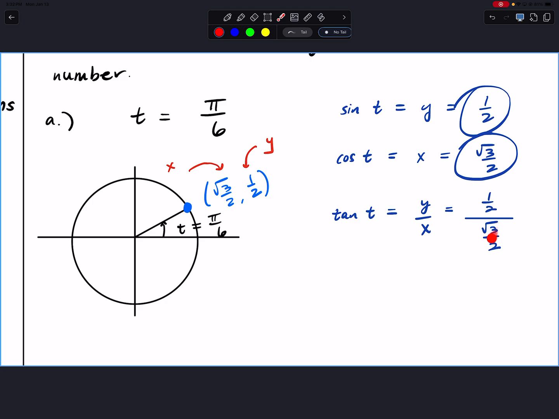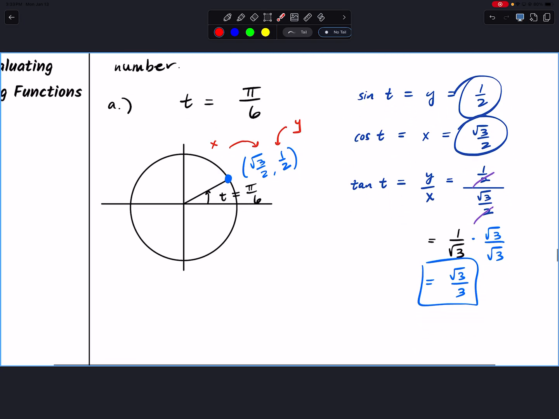What's on the bottom of both fractions? So what happens to them? They cancel. The 2's can cancel. So you're left with 1 over root 3. But I can't leave my answer like that, so I'm going to rationalize. And I get square root 3 over 3. And if you look at your unit circle, isn't that what tangent of 30 degrees is? Okay. All right, are we okay?